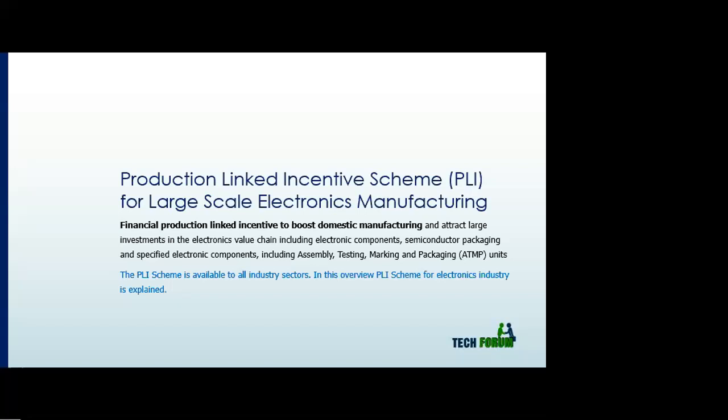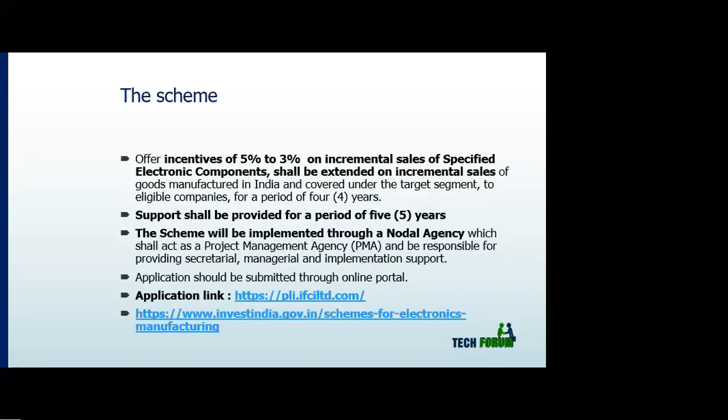The scheme offers 5 to 3% incentives on incremental sales of specified electronic components. Support shall be provided for a period of 5 years. The scheme shall be implemented through a nodal agency. Those nodal agencies, with their guidelines, have already been appointed by the government, and they have to do that.